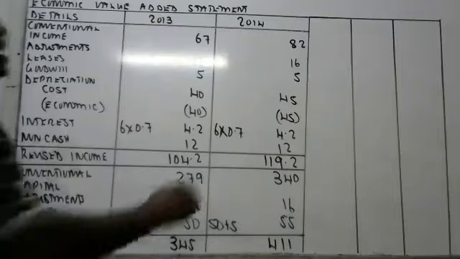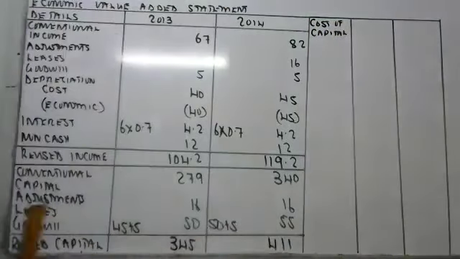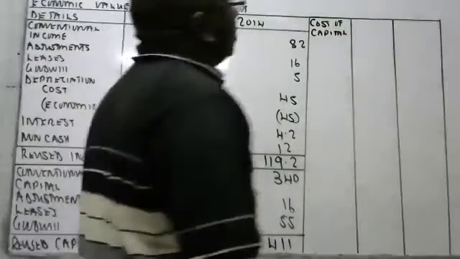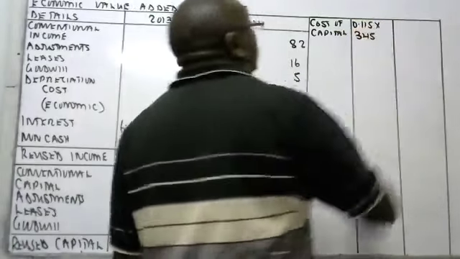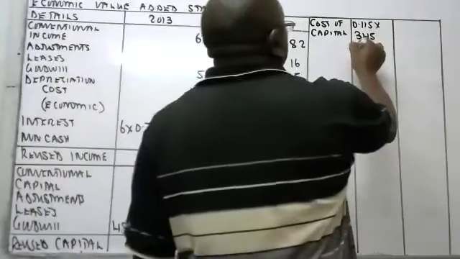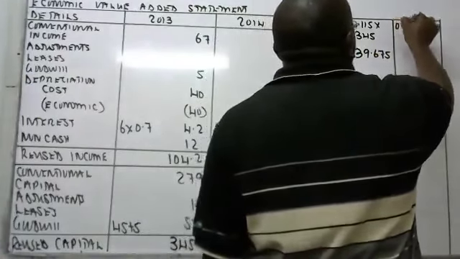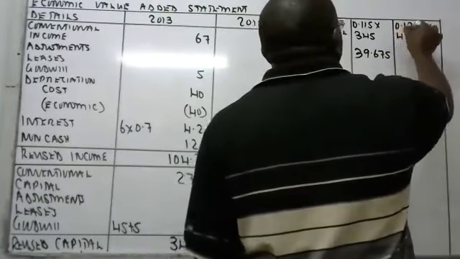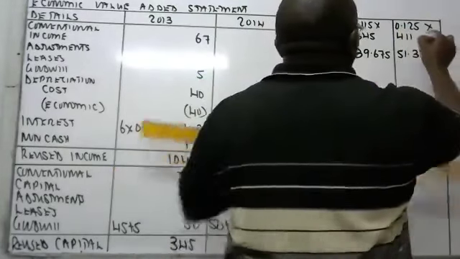So after the revised capital, let's get cost of capital. Down there, cost of capital. In our working up there, we had got what percent? 11.5 percent. So 0.115 times 345 gives 39.675. The other one, we got what percent? 12.5. So 0.125 times 411 gives 51.375.